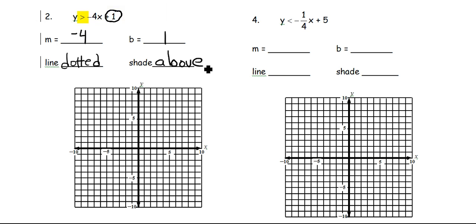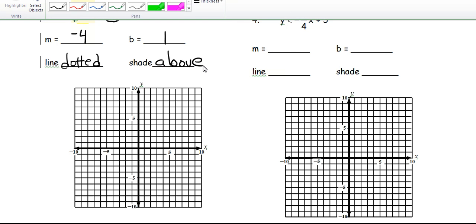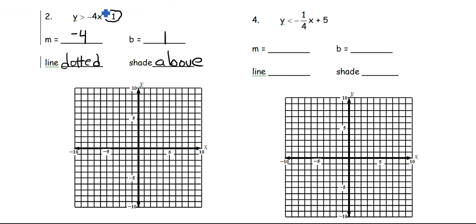So, since we're shading above and it's a greater than, I'm going to use the blue. So I'm going to start at 1. That's always our beginning point. And then it tells us, now this is -4, so I'm going to make this a fraction. We can always just put it over 1. So that means I need to go down 4 and over 1. 1, 2, 3, 4 over 1. And then we can follow our pattern this way. 1, 2, 3, 4 over 1.